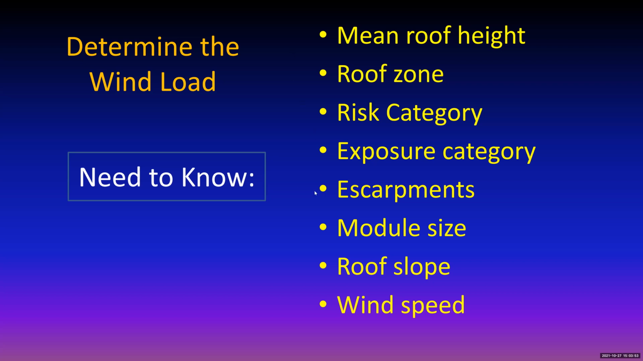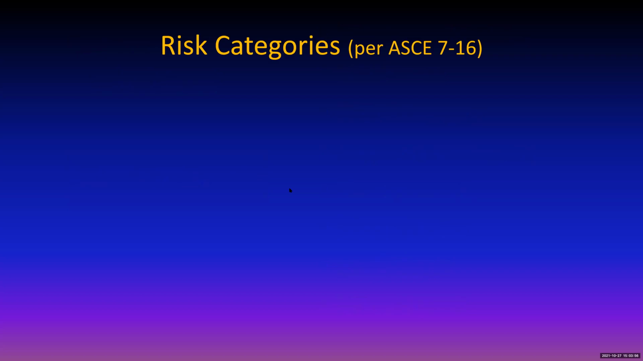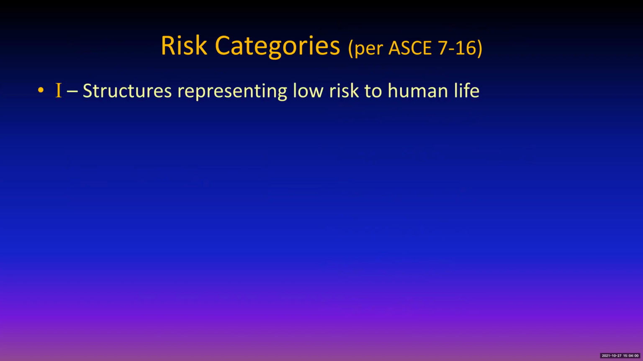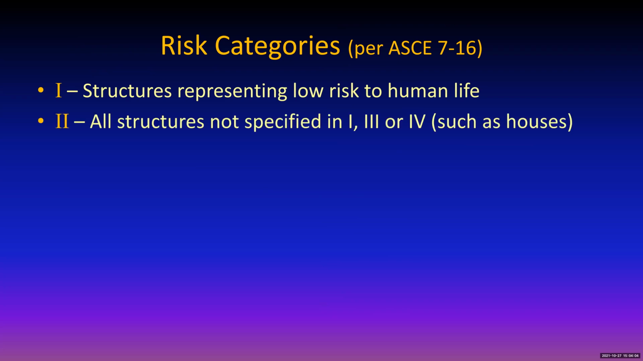And once you know these answers, you plug them into a formula. What's a risk category? Well, risk category 1 is structures with low risk to human life. Category 2 is everything that isn't specified in 1, 3, or 4. That's the good way to make sure that you're talking about everything. And houses fit in category 2.